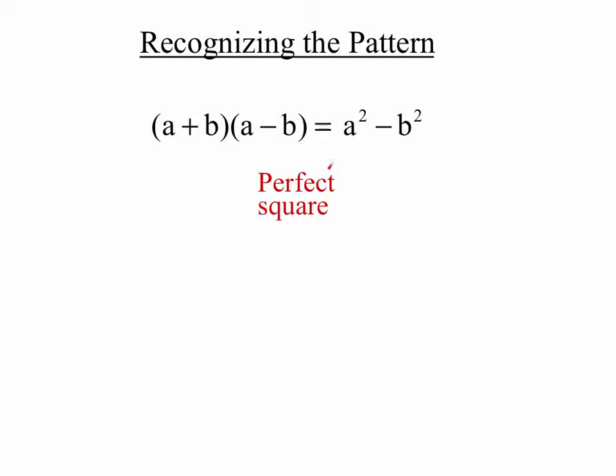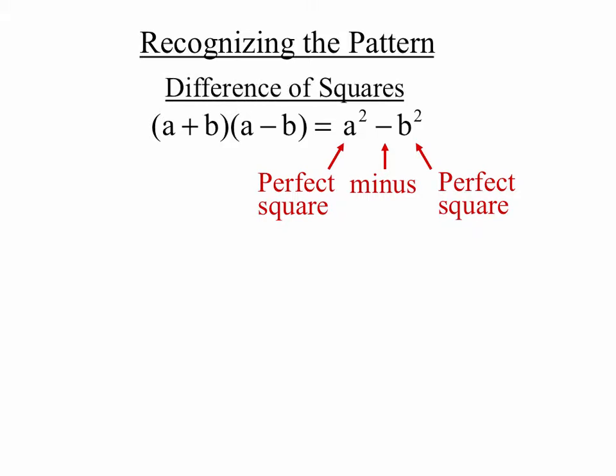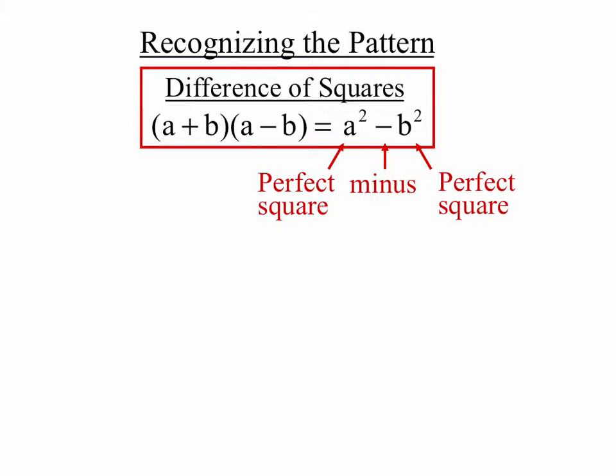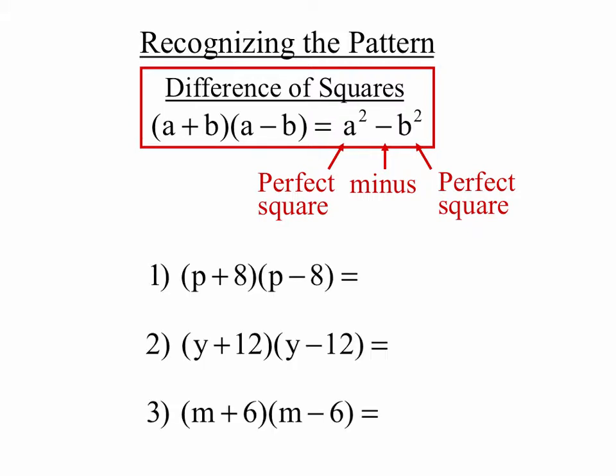All right. So remember, we call this a difference of squares because it's a perfect square minus a perfect square. So it's a difference of perfect squares. It's also very important that you get to know the name of this when you see this type of pattern. You have to know that it's called a difference of squares. So make note of that. All right, so now you try it.